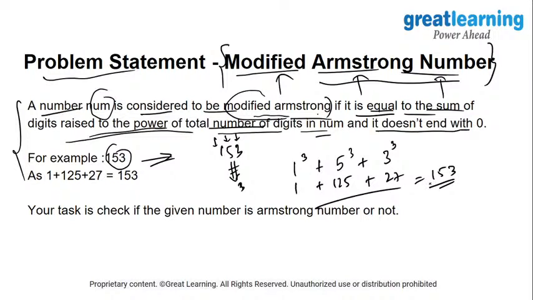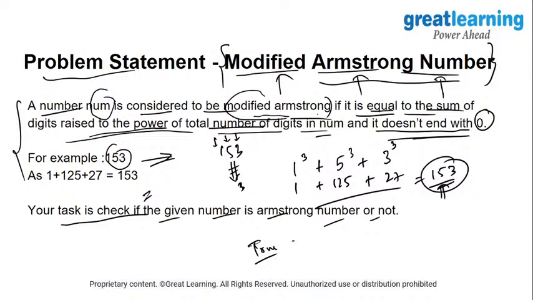When you add these up, it comes out to be 153. So this is an Armstrong number, right? And it doesn't end with 0. This is a constraint that he is giving us, that the number should not end with 0. So now our task is to check if the number is Armstrong or not. It is a boolean that we have to return, either true or false. Okay, so that's the problem statement.